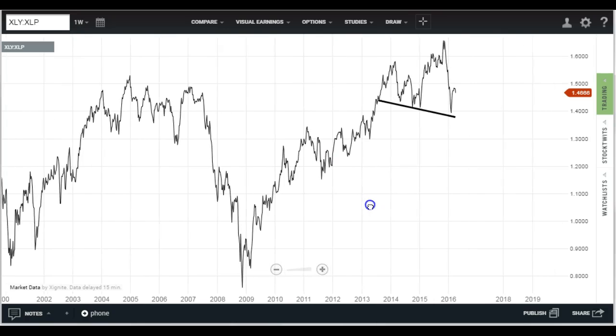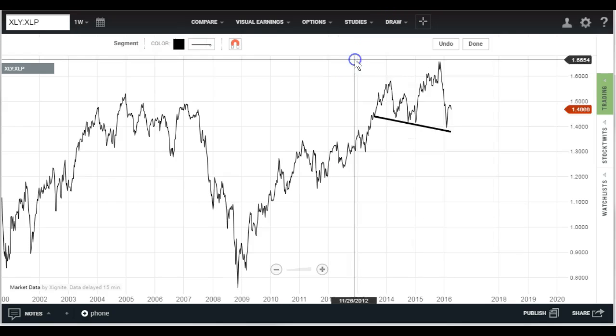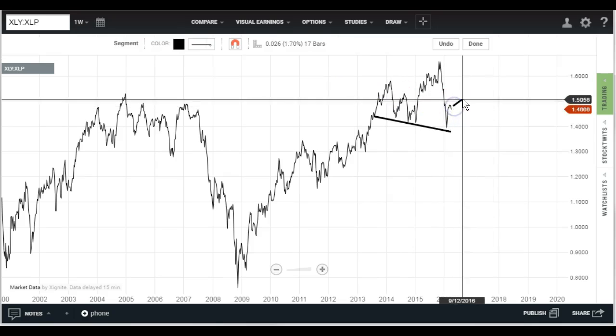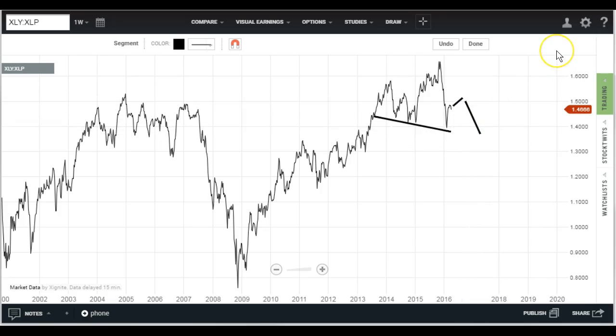So let's speculate a little bit. What would happen if the market did this and then did this to complete the head and shoulders pattern? Well, that would be a pretty clear signal that the ratio has topped, and if the ratio has topped, perhaps the market has topped as well.